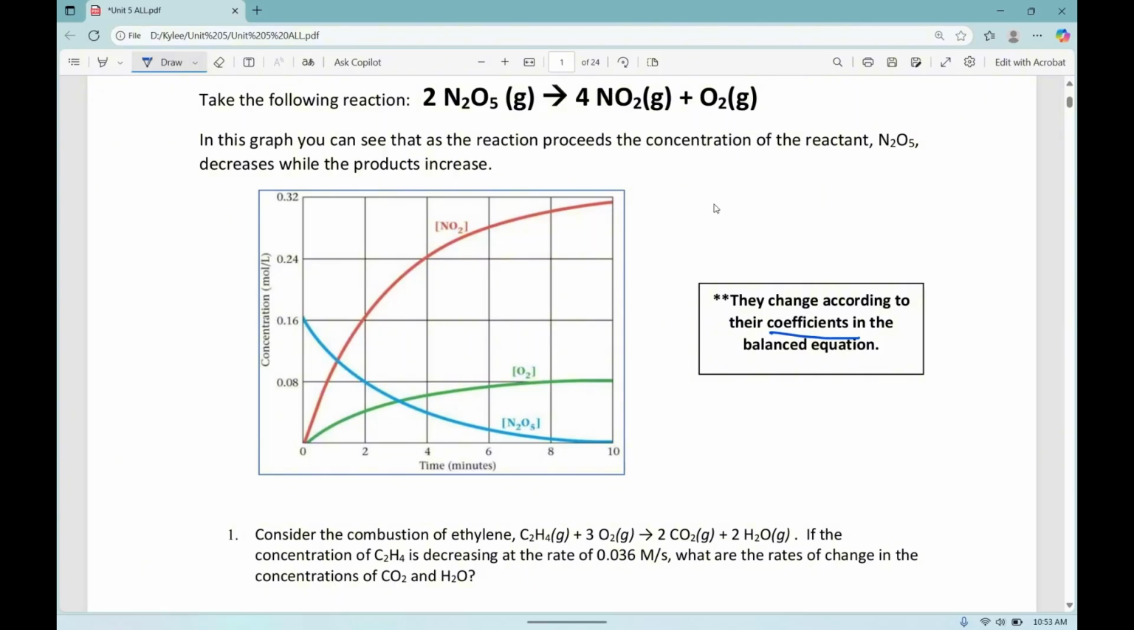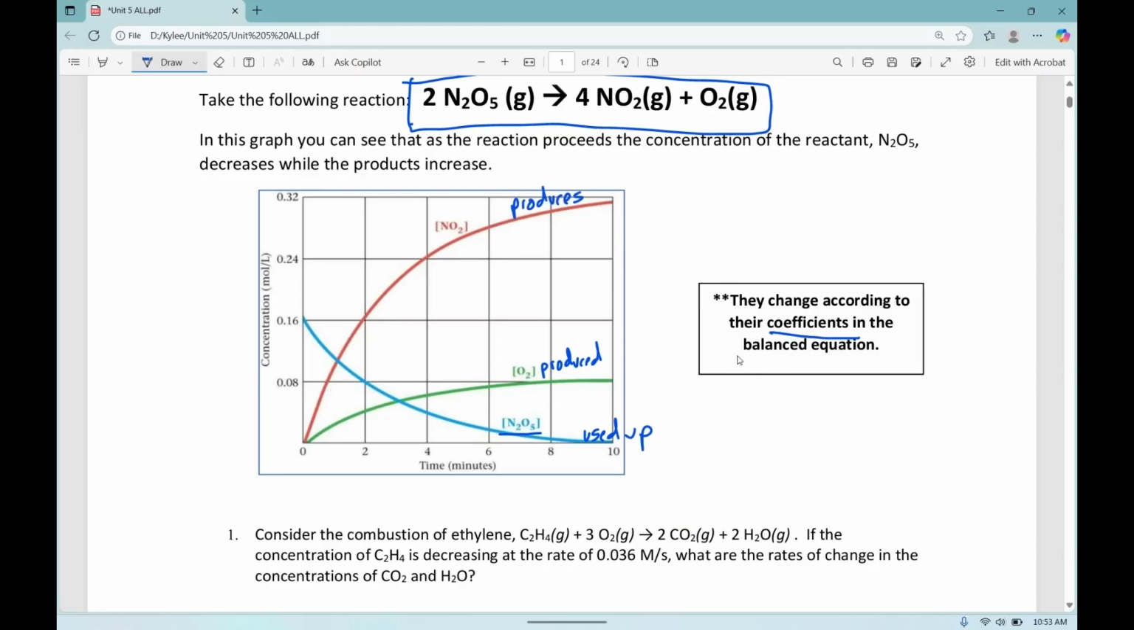In this graph, I have some lines, and those lines represent the reaction N2O5 goes to NO2 gas plus oxygen gas. We notice that our change in concentration over time for the reactant is decreasing, and that should make sense to us because it's getting used up. The other two are products, and so those start at 0 and are increasing. So O2 is being produced, as is NO2.